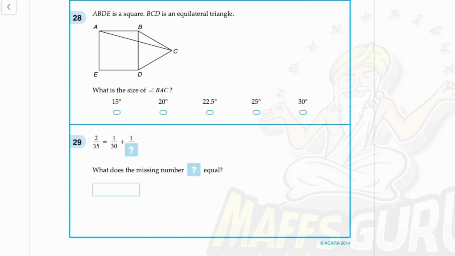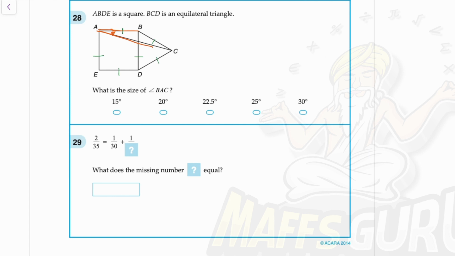ABCDE is a square, BCD is an equilateral triangle, right? So equilateral triangle, what is the size of angle BAC? So angle BAC, so that is going to be this angle here. How are we going to do that one? We wonder. So basically the trick here is knowing that all of these sides actually are exactly the same.